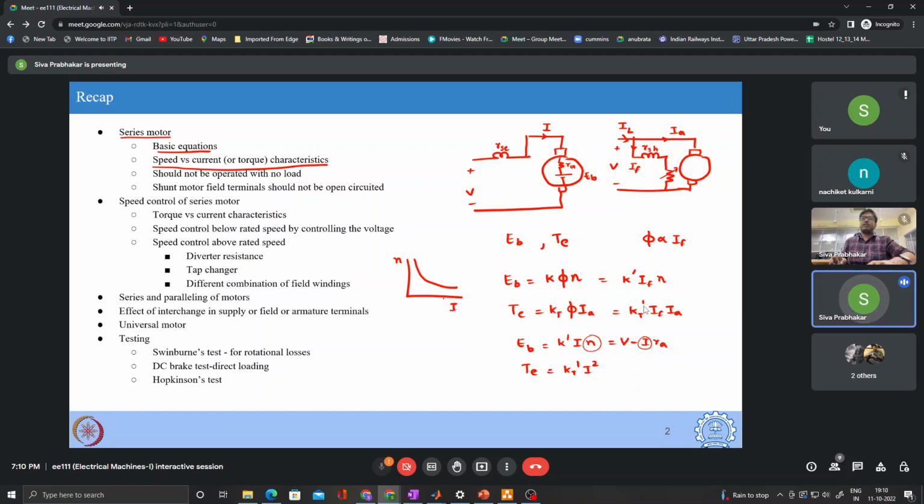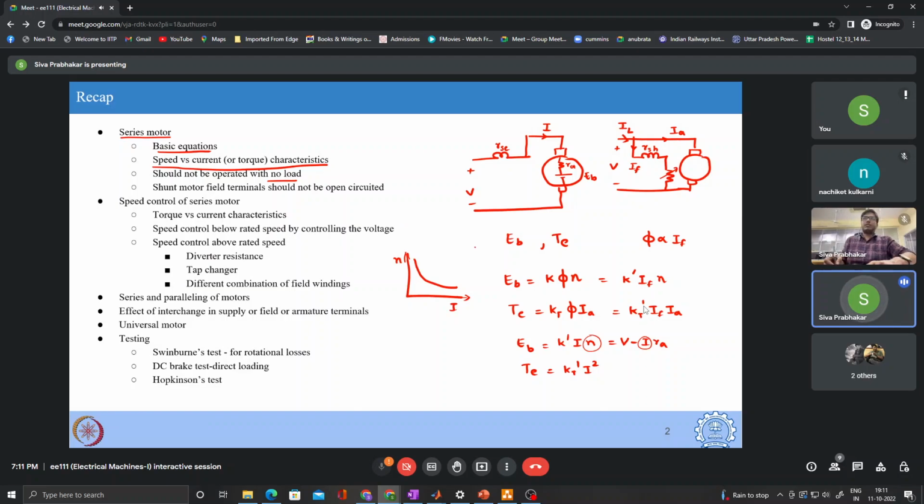If you try to operate the machine at no load condition, that is at current equal to 0, the speed will be dangerously high, as you can see from the characteristic. This is a basic explanation, and the detailed explanation was given in the particular lecture. You can go back and refer to that. From the graph, you can directly reach this conclusion. So the DC series motor should not be operated at no load condition. There should be some minimum load applied.